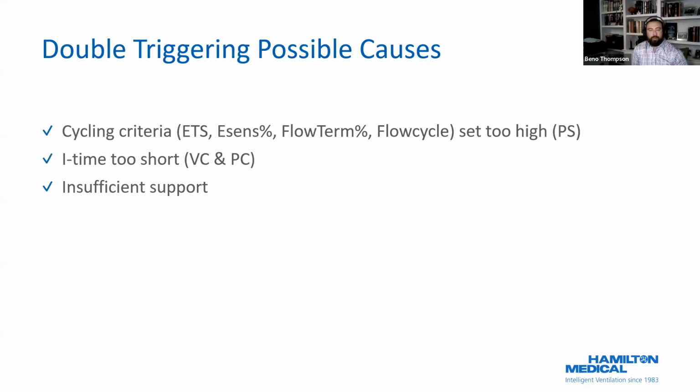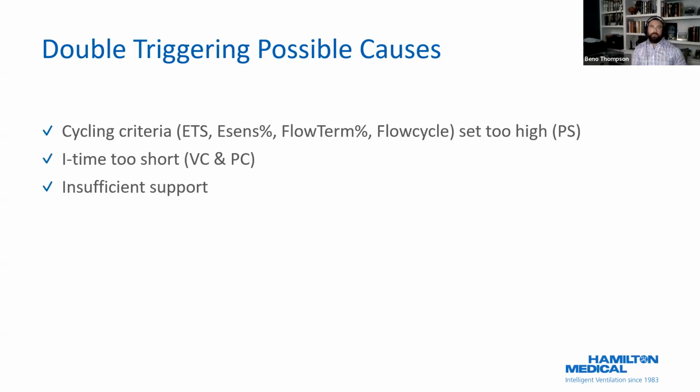Hamilton Medical calls it expiratory trigger sensitivity, or ETS. PB calls it E-sense percentage. Servo calls it flow term percentage. Vyaire calls it flow cycle percentage. Either way, with the double trigger, that means that it is set too high.